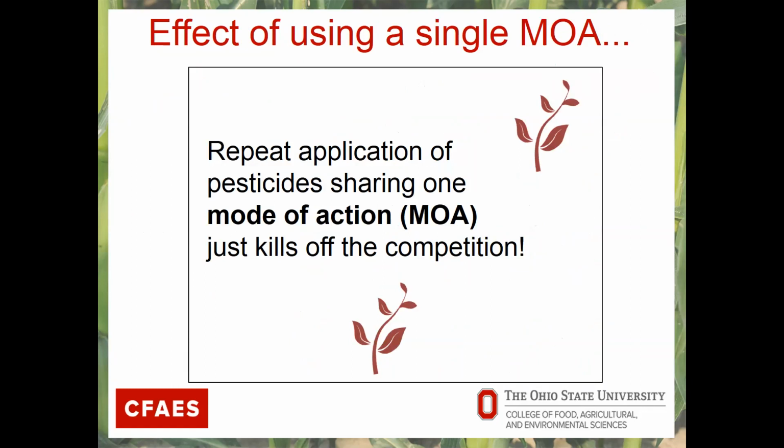So, to show what occurs when the same pesticides or a group of related chemistries with the same mode of action is used repeatedly, the normal, non-resistant type of pest, the green plant, is killed off. However, the resistant types, the red, have found a way to overcome the effects of the pesticide. Therefore, the resistant pests will thrive and multiply because you've killed off all of the competition, which is the non-resistant types.